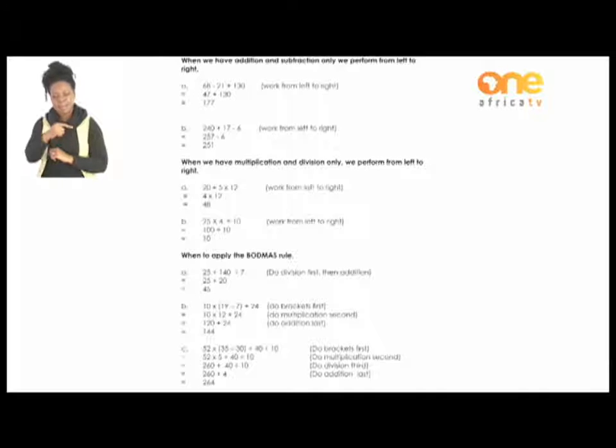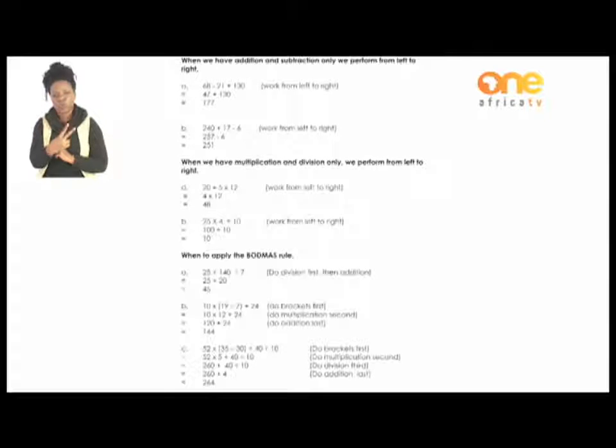257 minus 6. Now we do the minus part. And we say 257 minus 6 equals 251.